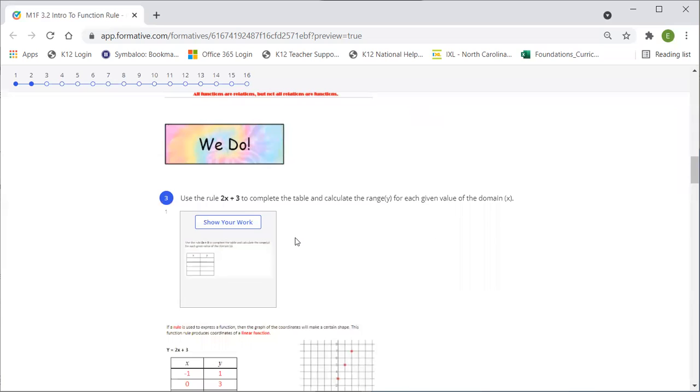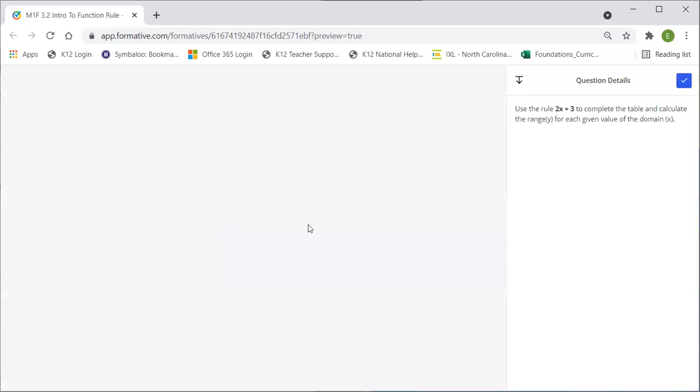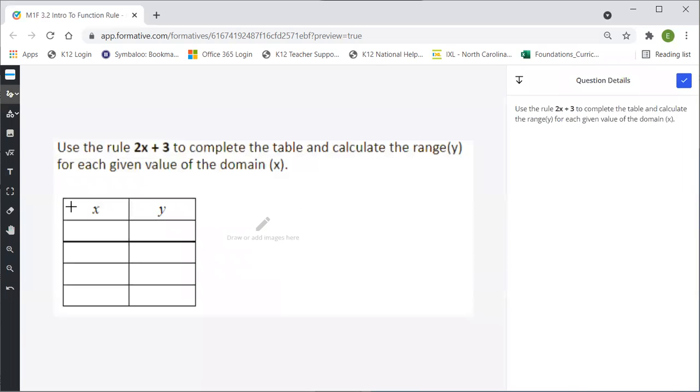Okay, so let's go ahead and do some practice problems. Number 3 says use the rule 2x plus 3 to complete the table and calculate the range, or your y values, for each of the values of your domain. One thing that I see here is I don't have any x's. Well, x is your independent variable. It doesn't matter what you use as your x values.